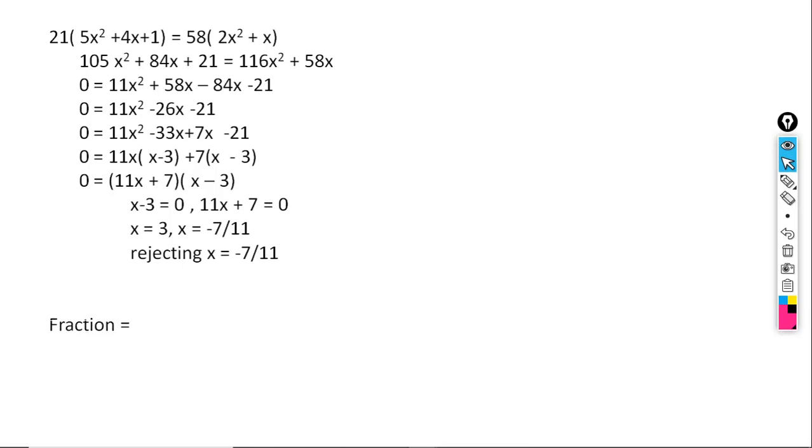So the fraction, we write the fraction directly. The fraction will be x upon 2x plus 1. The value for x is equal to 3. And 3 into 2 we get 6 plus 1, 7. It is 3 upon 7. So your final answer is 3 upon 7.